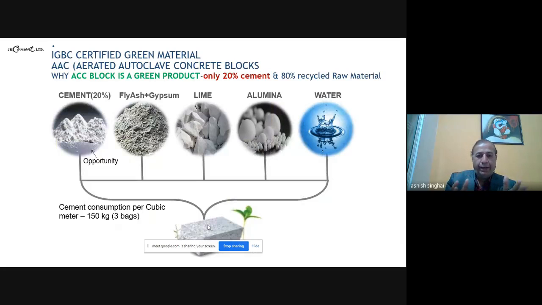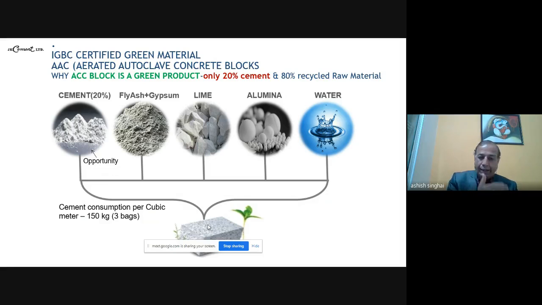In continuation with the green building materials, as I mentioned earlier, autoclaved aerated concrete block is a genuine green building material. Why? Because for producing that particular block, only 20% cement and almost 75% fly ash is used. Now, when almost 75% replacement is with one material, that is fly ash, which is procured as an industry waste from thermal power plants, you can very well imagine that it will qualify as a green building material.